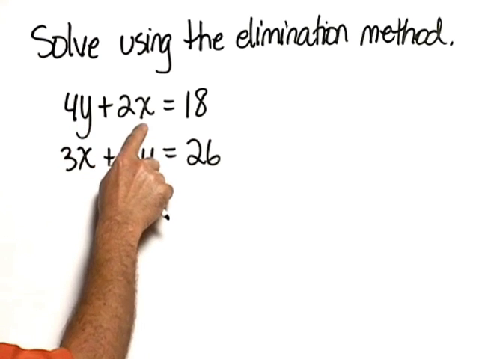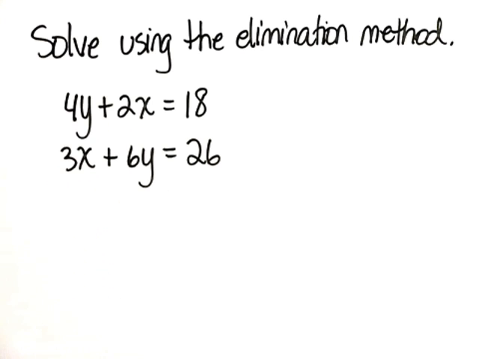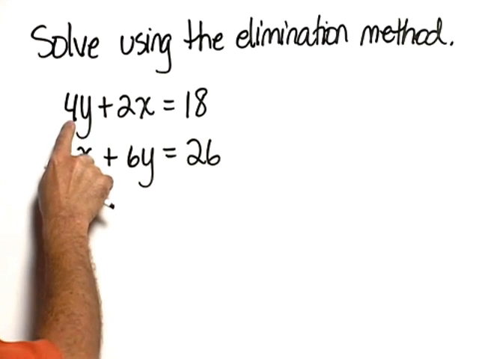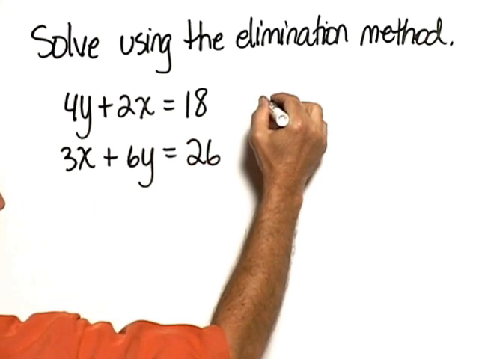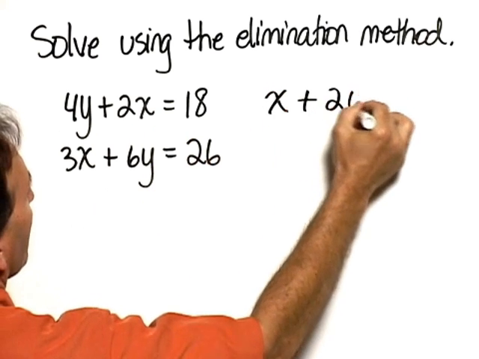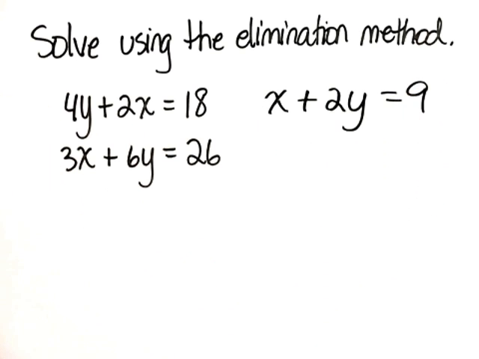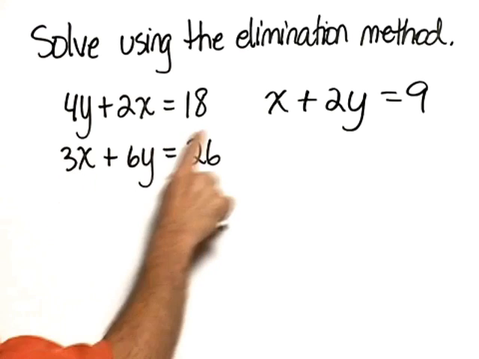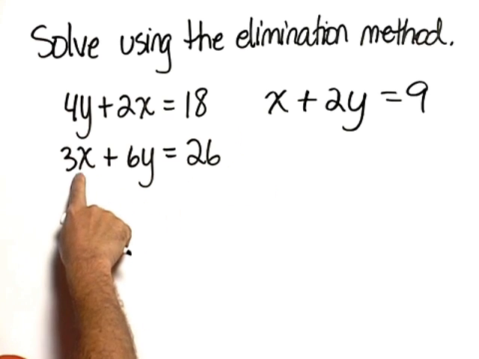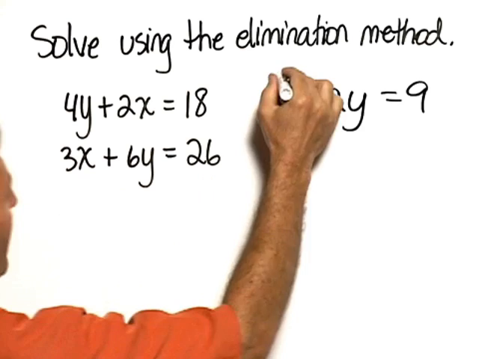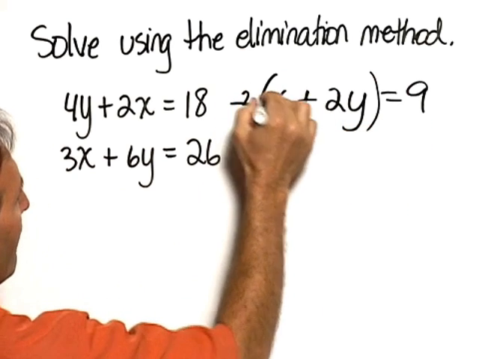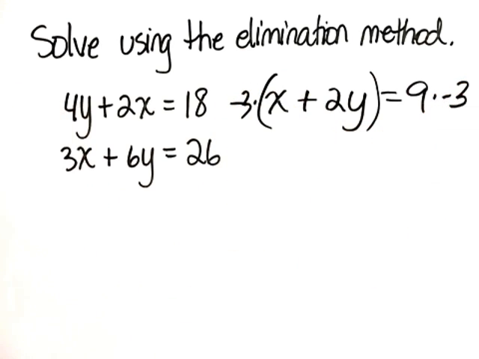First, y is first and x is second, so let's reverse those. But also notice that we can divide both sides by 2, simplifying this equation to x plus 2y equals 9. Now, when we compare them, if we wanted to make the coefficients of x the same with opposite sign, we could multiply this first equation by -3 on both sides.